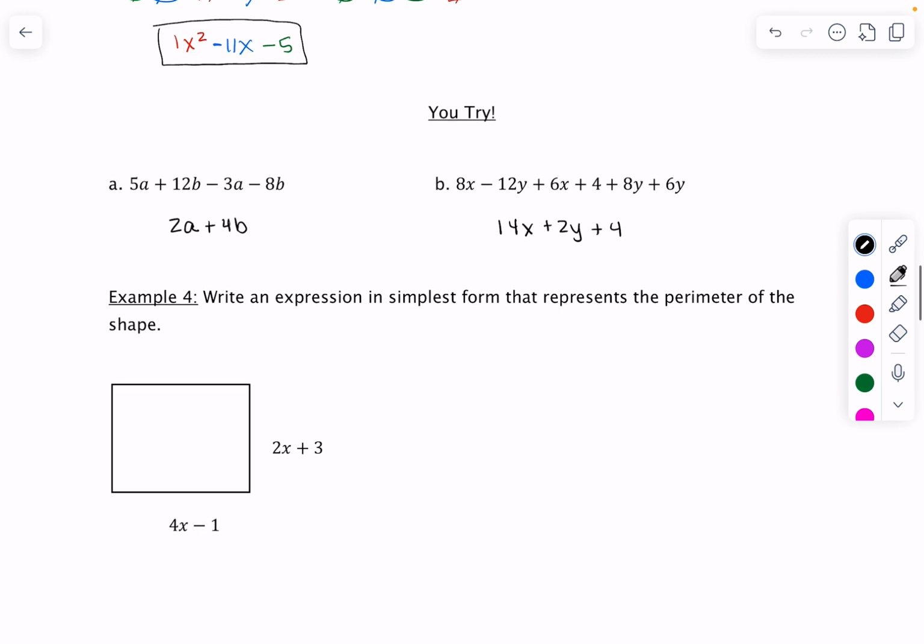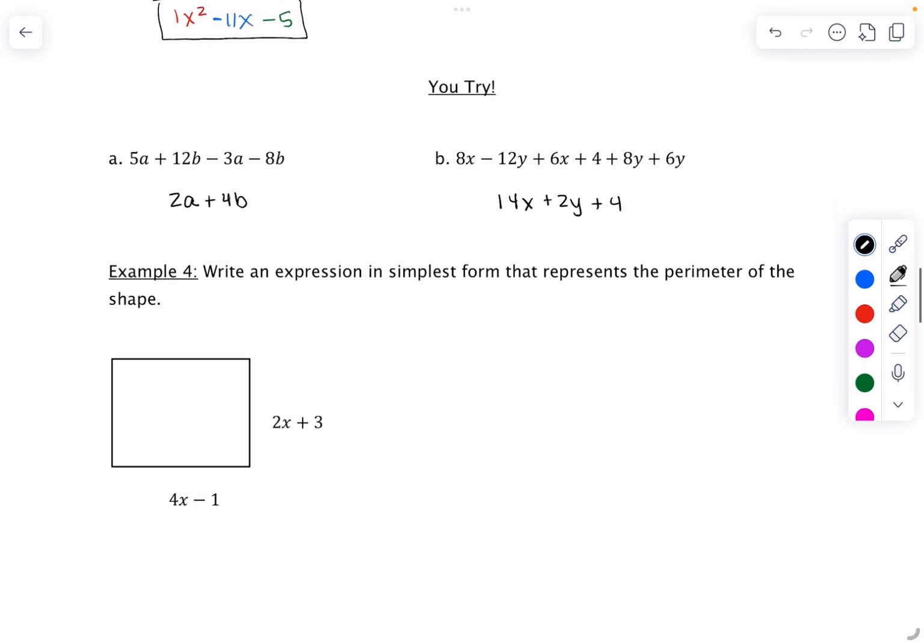The last thing I want us to be able to do in this learning target is kind of connect what we did in Unit 1 with area and perimeter to Unit 2, where we're now working with variables with area and perimeter. So example 4 says, write an expression, that's the key here, write an expression in simplest form that represents the perimeter. So remembering that perimeter is adding all the sides.